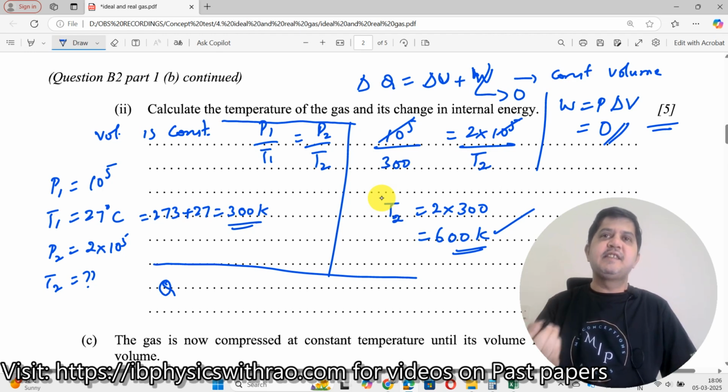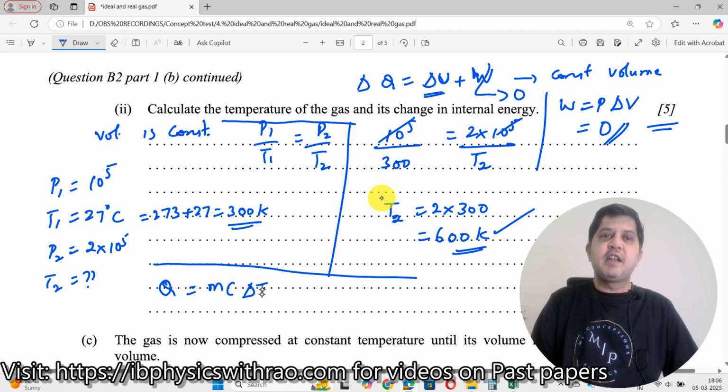That means it raises solely the temperature. Okay. So therefore, if I want to find the internal energy, what is the formula? Delta U should be equal to delta Q. What is the amount of heat energy you have supplied to the gas? So the amount of heat energy supplied is equal to mc delta T, right?